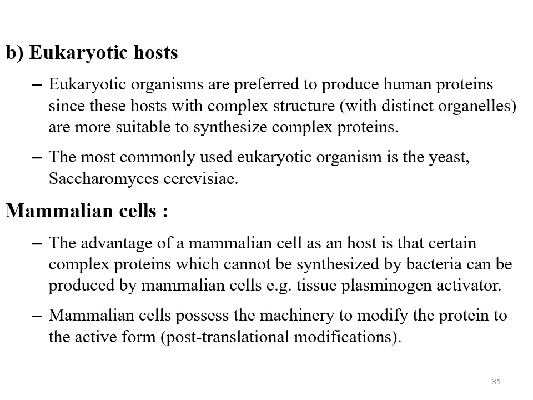Despite the practical difficulties of working with them and the high cost factor, mammalian cells are also employed as hosts. The advantage is that certain complex proteins which cannot be synthesized by simple structured bacteria can be produced by the mammalian cell, for example, the tissue plasminogen activator. This is mainly because mammalian cells possess the machinery to modify the proteins to the active form, which is due to the post-translational modifications.